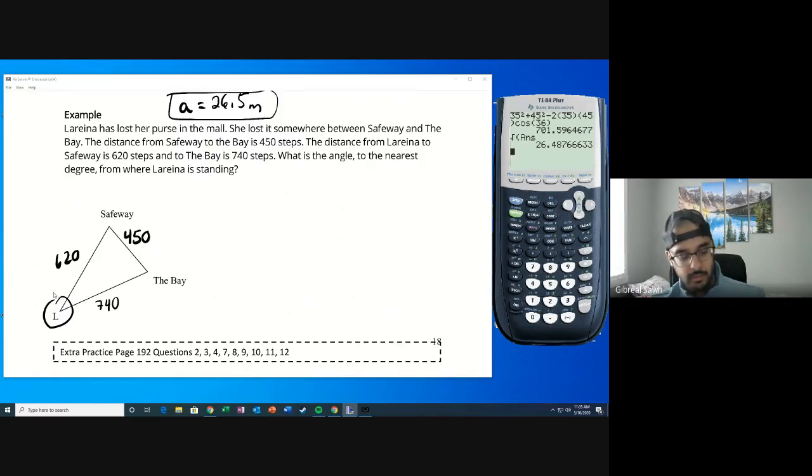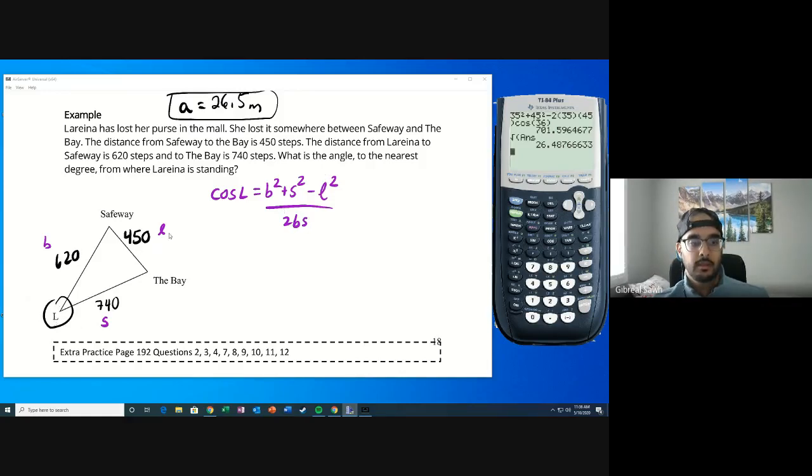So if we label these sides with some letters so we can build our formula, that means the 450 is side length L, 740 is side length S, and 620 is side length B. I just used the first letter of each of those places. So that means the cosine of angle L has to be equal to B squared plus S squared minus L squared over 2BS.